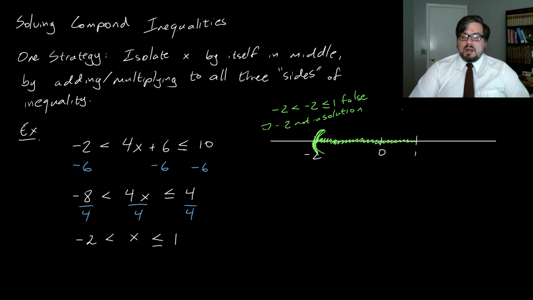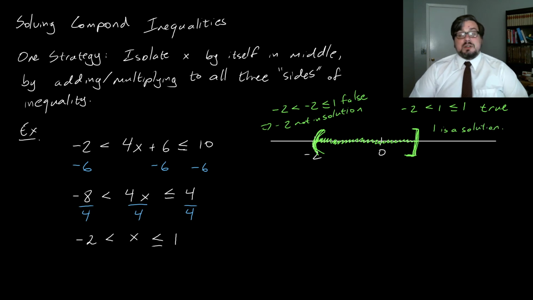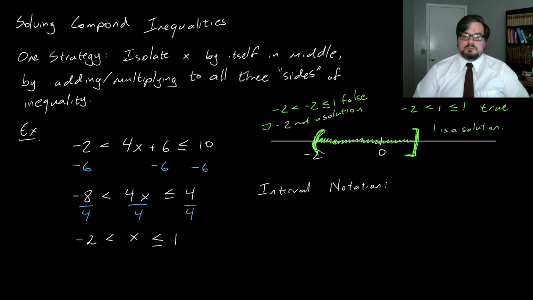On the other hand, if we plug 1 in, we would get -2 is less than 1 is less than or equal to 1, and this is a true statement. -2 is less than 1, and 1 is less than or equal to 1. So that means that we'll put a bracket here at 1, because 1 is a solution. So that's what our solution would look like graphed out on a number line. And the interval notation will look like the following.